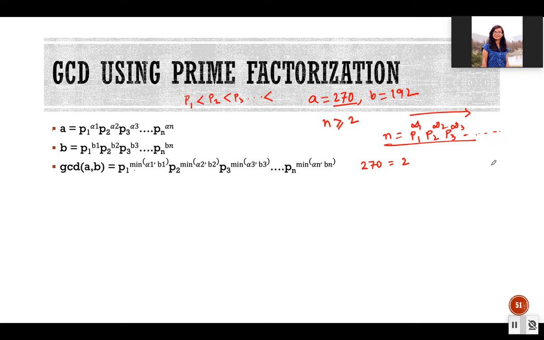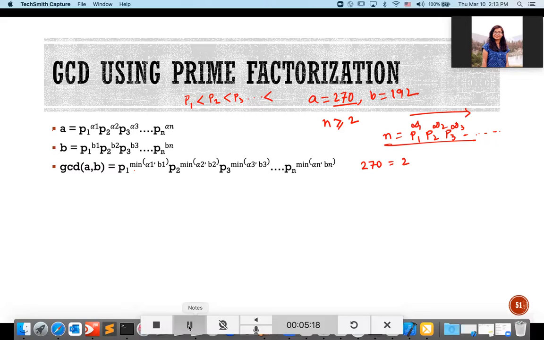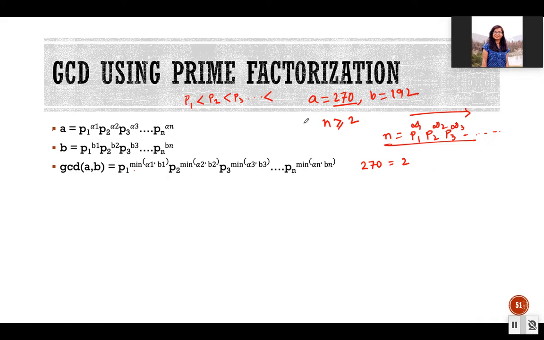Then I will have 135. If I divide 270 by 2, it will be 135. Then I'm going to represent 135 again by dividing it with the prime numbers.